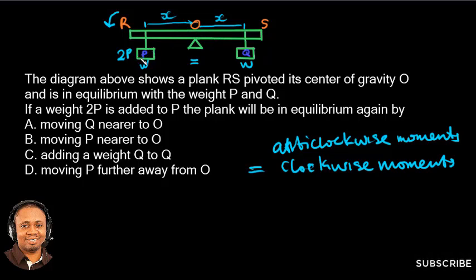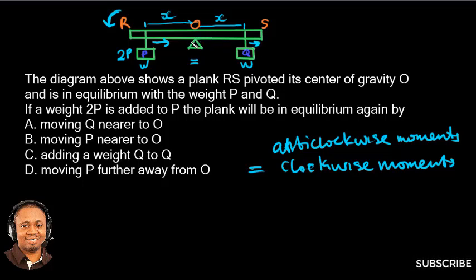So naturally or logically, you will see the plank is going to fall clockwise, sorry, anti-clockwise. Okay, and this will go clockwise, anti-clockwise as well. So how do we balance this up? We will need to shift this weight closer to the pivot. Okay, and in another case we may have to shift the Q farther away from the pivot.